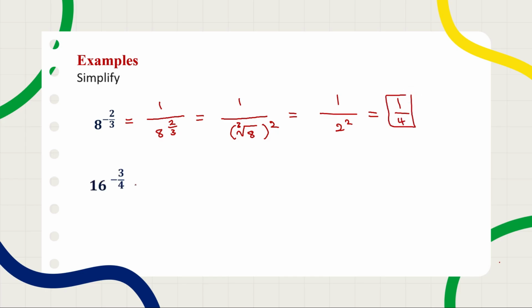Find the reciprocal, 1 over 16 to the power of 3 over 4. That is 1 over the fourth root of 16 all to the power of 3. Then the fourth root of 16 is 2. Then we apply the power, 1 over 8.